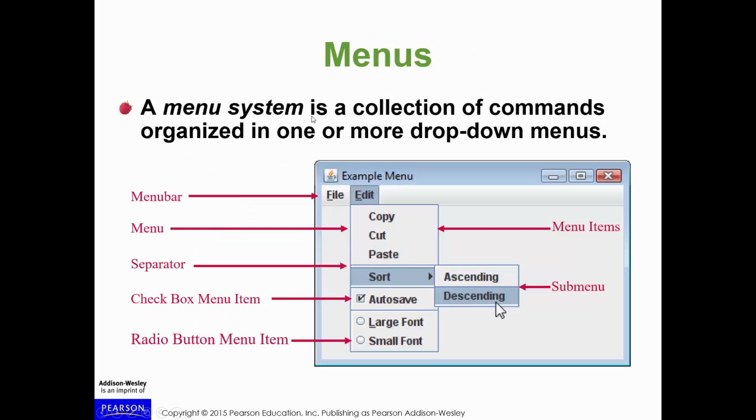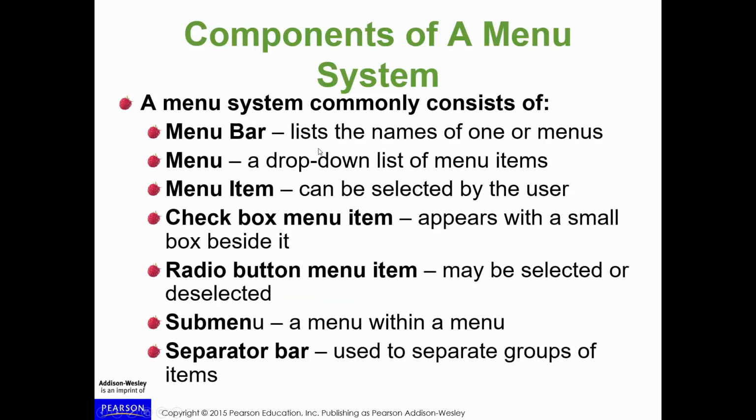So it says a menu system is a collection of commands organized in one or more drop-down menus. Here are those components. I'm not going to read them to you, but I will leave those up there for just a second so you can take a look.